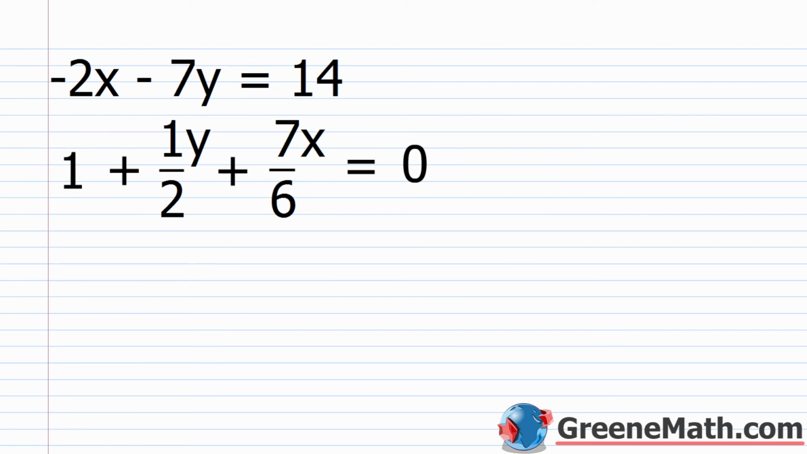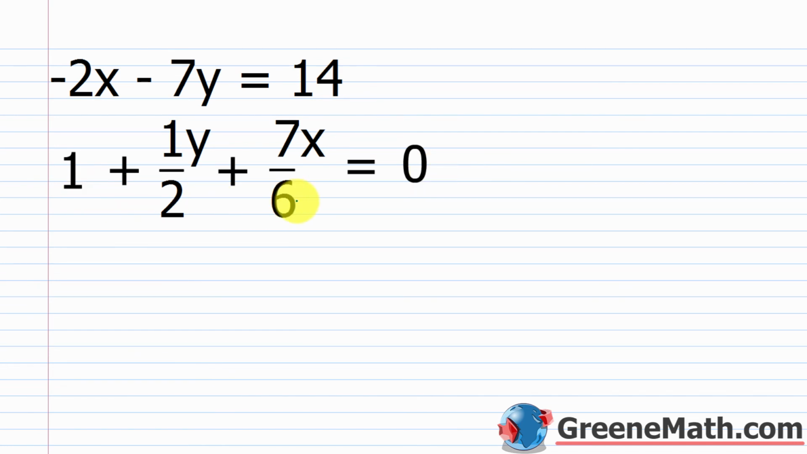All right, let's take a look at one final problem. Again, as you practice this, it becomes very, very easy. We have negative 2x minus 7y equals 14. And we have 1 plus 1/2 y plus 7/6 x equals 0. So this equation is in standard form. This one's not. So let's go ahead and fix that.